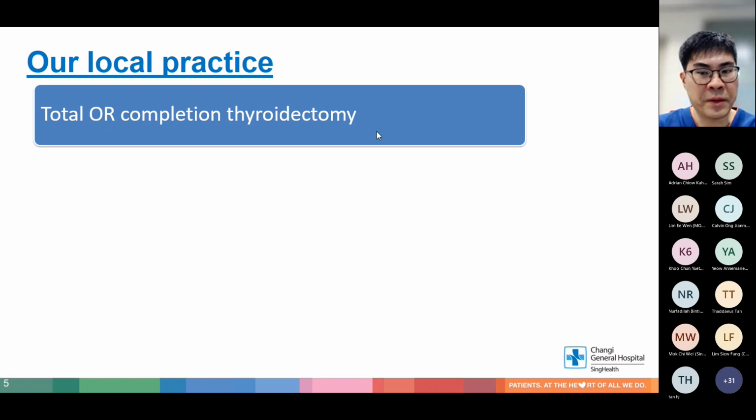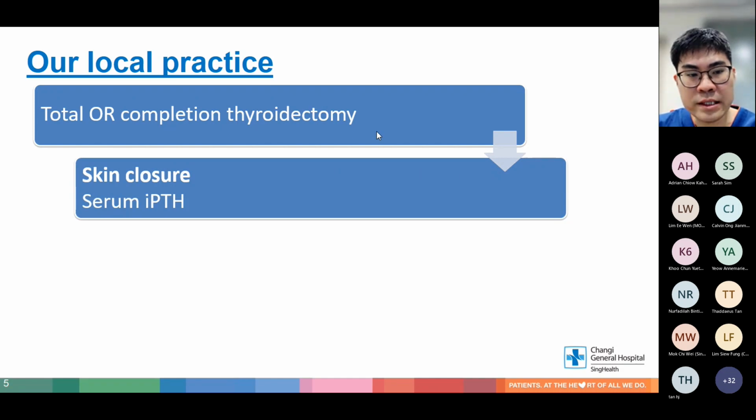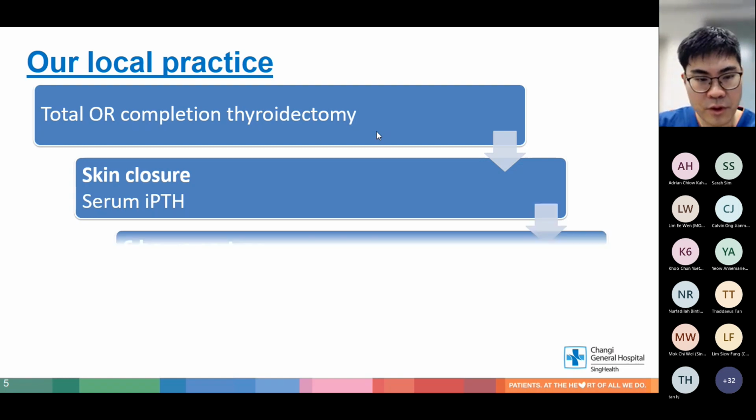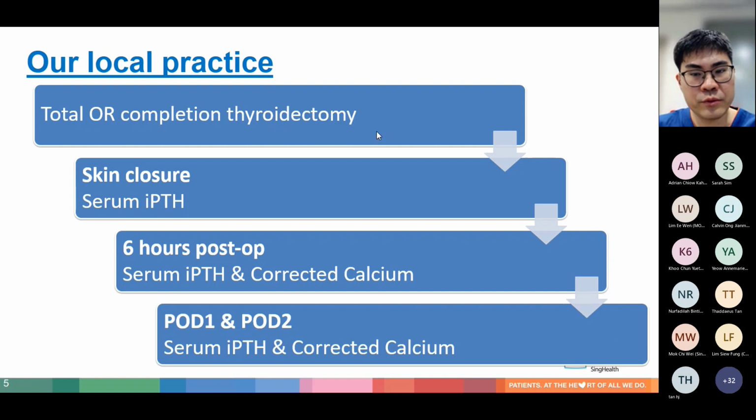Whenever a patient comes in for a total or completion thyroidectomy, and we know that these patients are at risk of developing hypoparathyroidism, we do one serum PTH at skin closure. That means for a patient still in OT. We do a set of PTH and corrected calcium approximately 6 hours after surgery. And then we subsequently do one every morning.